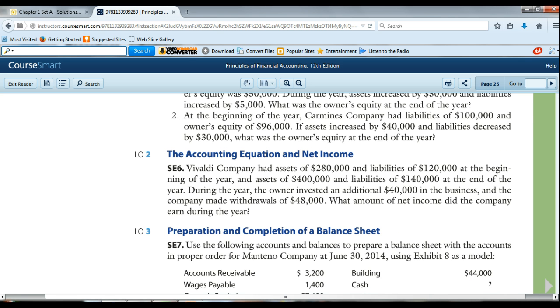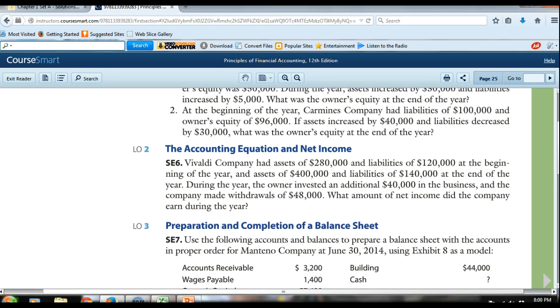But it now says we've got some more information. The owner invested an additional $40,000 in the business, and the company made withdrawals of $48,000. What amount of net income did the company earn during the year?